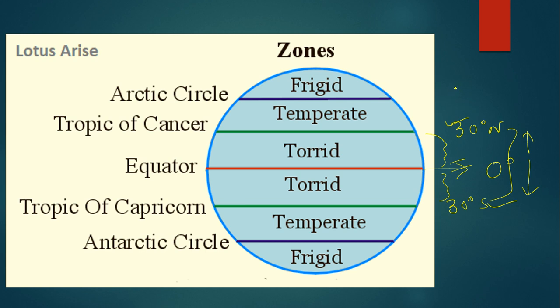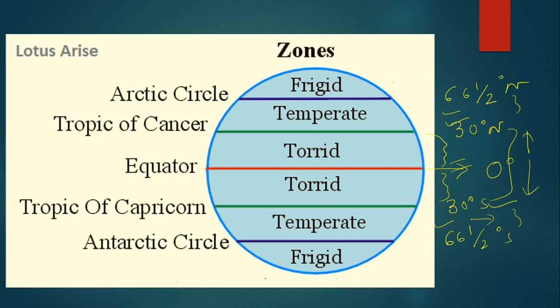From 30 degree north to approximately 66 and a half degree north, and 30 degree south to 66 and a half degree south, the zone is extended. That zone is known as the temperate zone. Here the temperature condition is very much suitable. There is no direct solar radiation over that particular place. The solar radiation is very much oblique in nature, and hence the temperature of that area is moderate, not very low, not very high. So the temperature is basically moderate in nature.